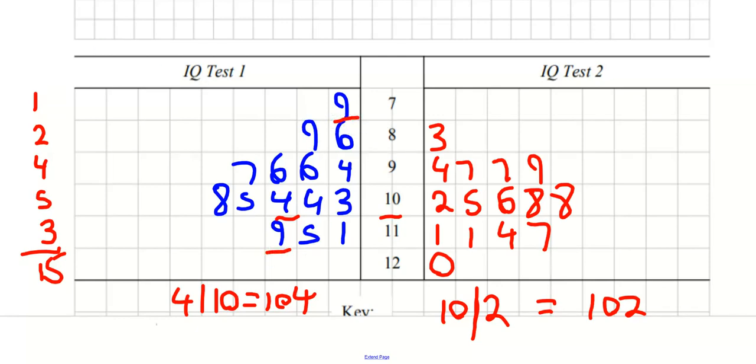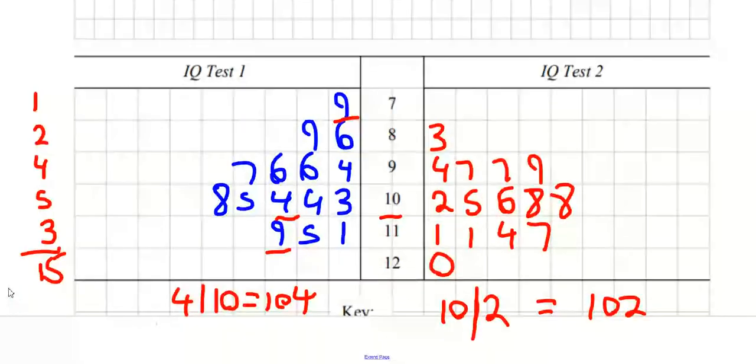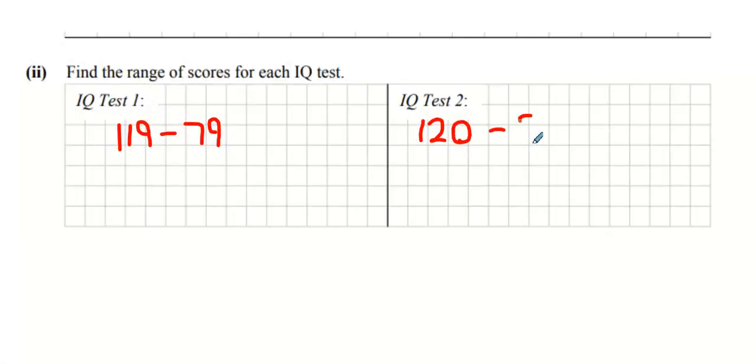119 take away. Yeah, that's grand. No, that's not the second test. The second test is 120 take away 83. 37 for test 2 and 40 for test 1. We all good? What does that mean? The results are narrowing, aren't they? Only slightly, but the results are getting narrower.